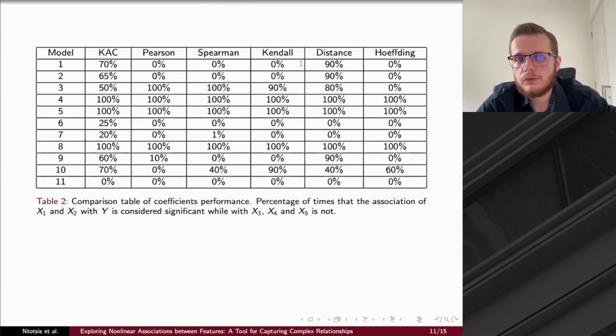Now, let's move on to this table. In this table, we have the percentage of times that the association of X1 and X2 with Y is considered significant, meaning at least 0.5, while the association of Y with X3, 4, and 5 is not.